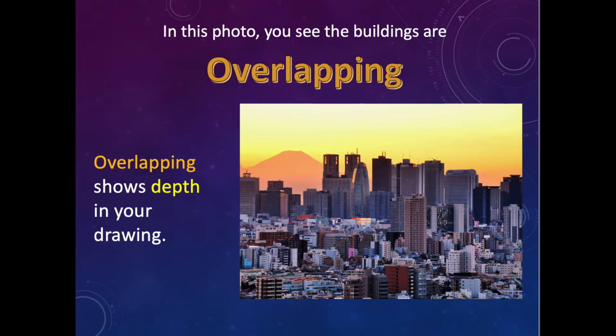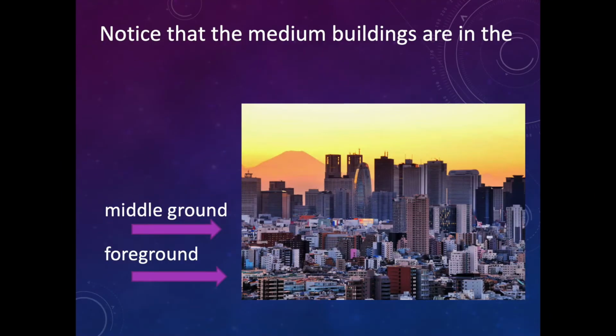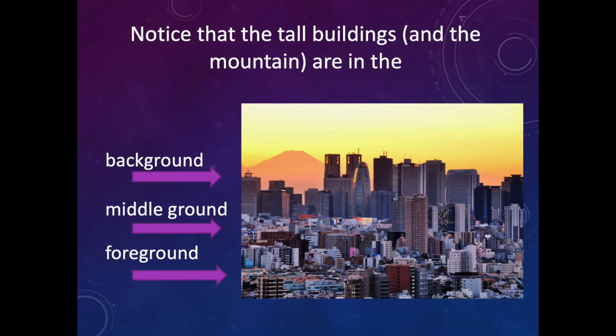In this photo, you see the buildings are overlapping. Overlapping shows depth in your drawing. Notice that the small buildings are in the foreground. Notice that the medium buildings are in the middle ground. And notice that the tall buildings and the mountain are in the background.